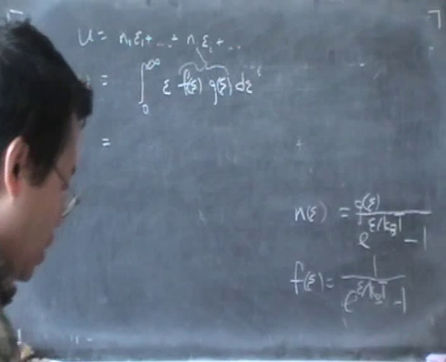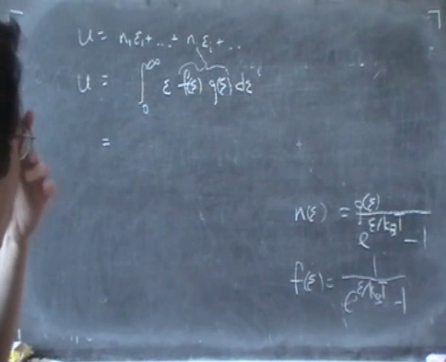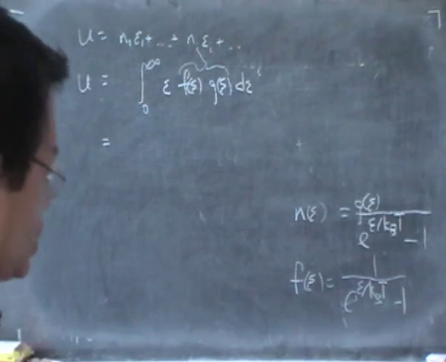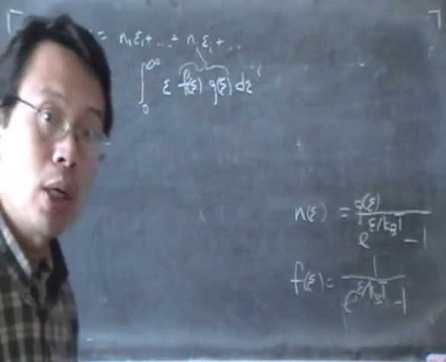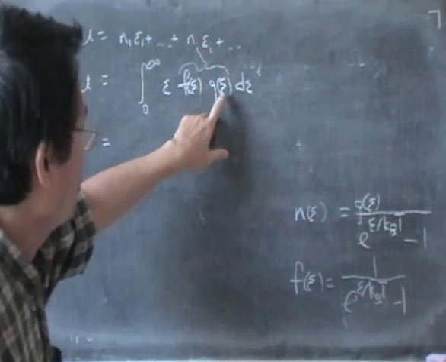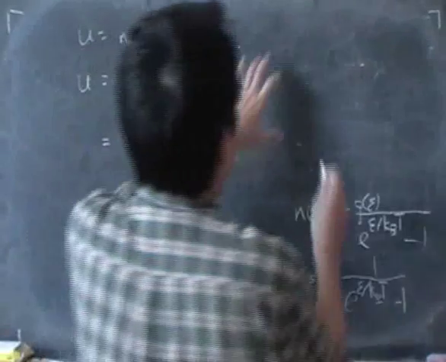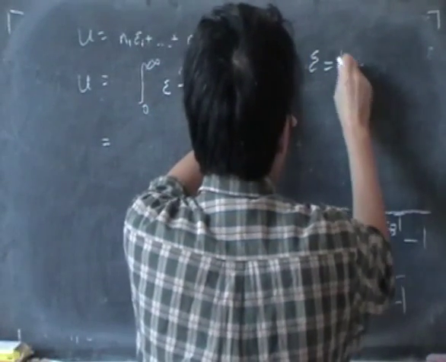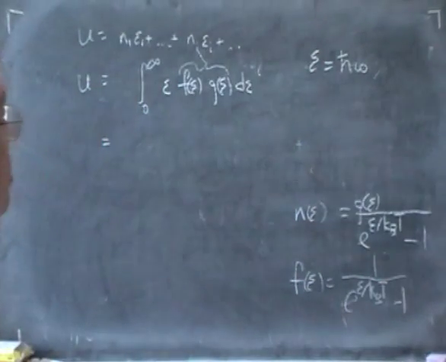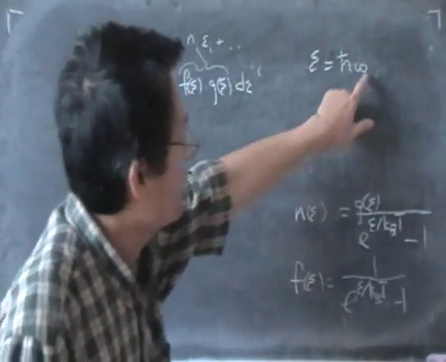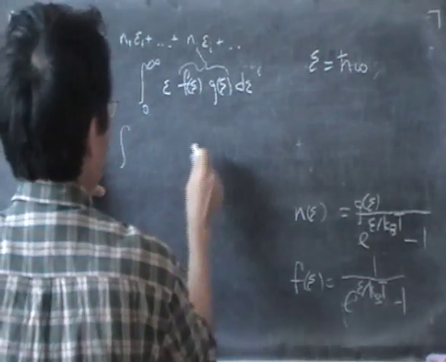And in the case of phonons, as I've mentioned, it is conventional to work in the units of angular frequency rather than energy. And energy is related to angular frequency by h bar omega for phonons. So this is the energy of one phonon at that frequency. So in terms of frequency, it would look like this.